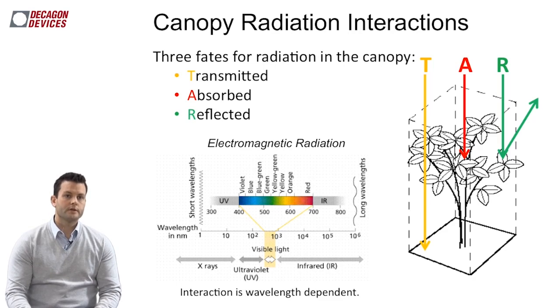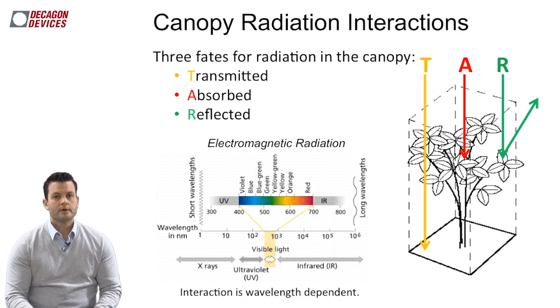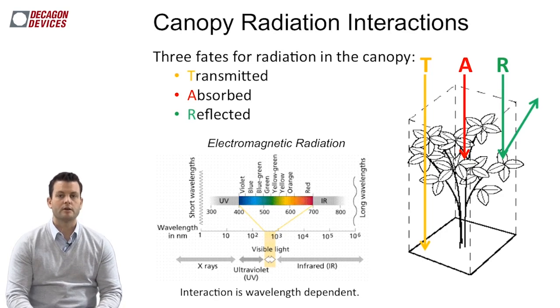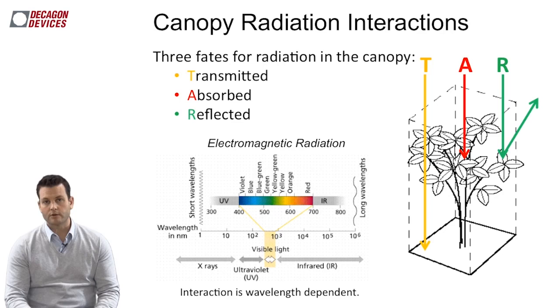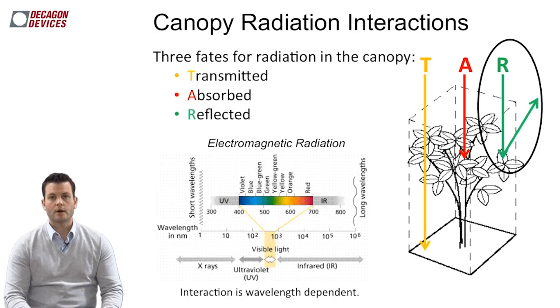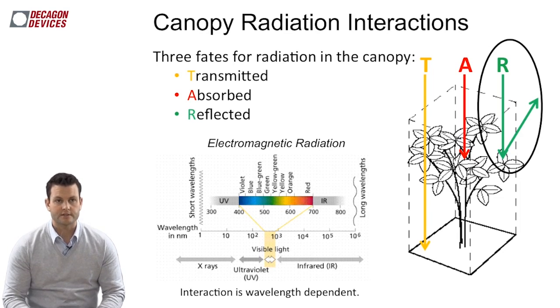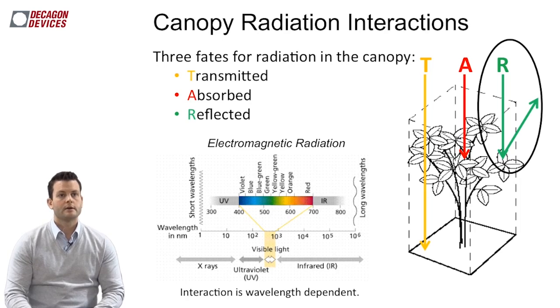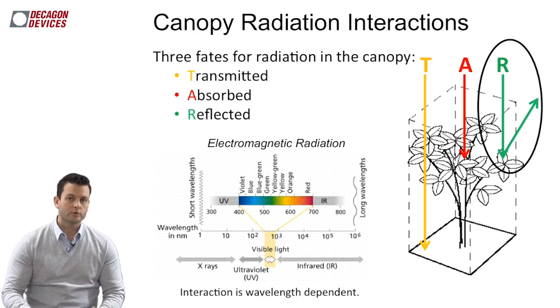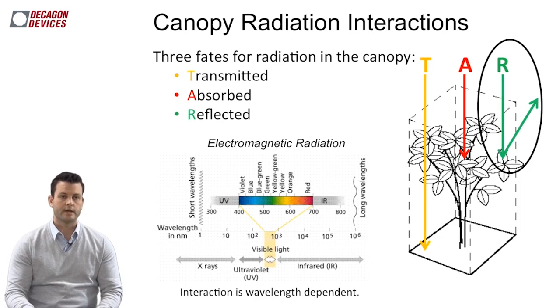One thing that's important here is to understand that in the electromagnetic radiation spectrum, we have photons at different energies, and the interaction of radiation with the plant canopy is really dependent on wavelength. So red photons interact with canopies differently than blue, and differently than near infrared. What we're really interested in when we're talking about vegetation indices, and how they're measured or calculated, has to do with the reflected component of radiation. Everything that we'll talk about from here forward has to do with reflected radiation.